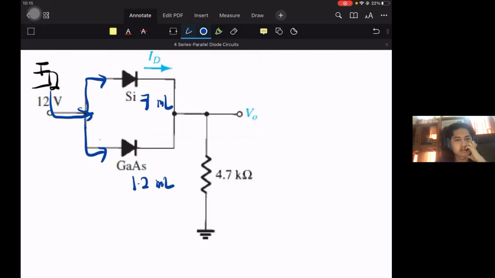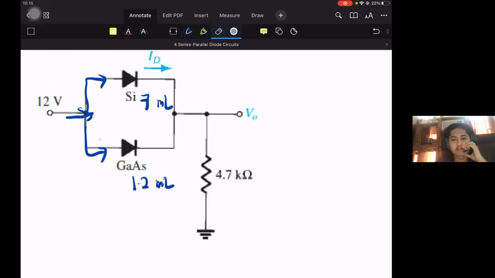Containers. Which do you think will fill up first? I think it's pretty obvious that the 7 milliliters will fill up first. Yeah, 7 ml fills up before 1.2.